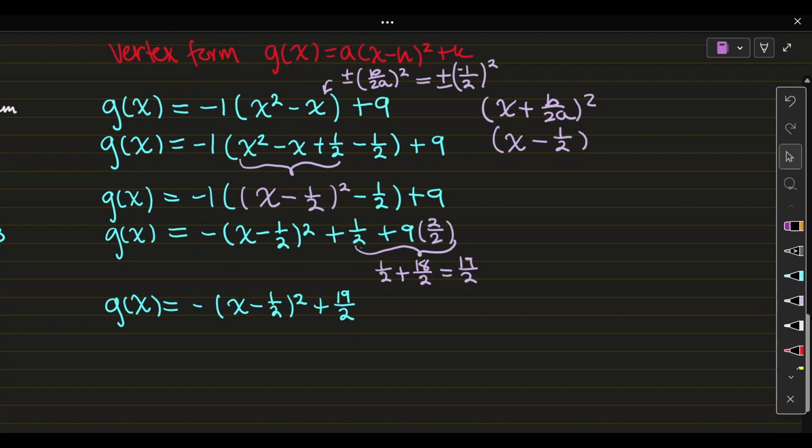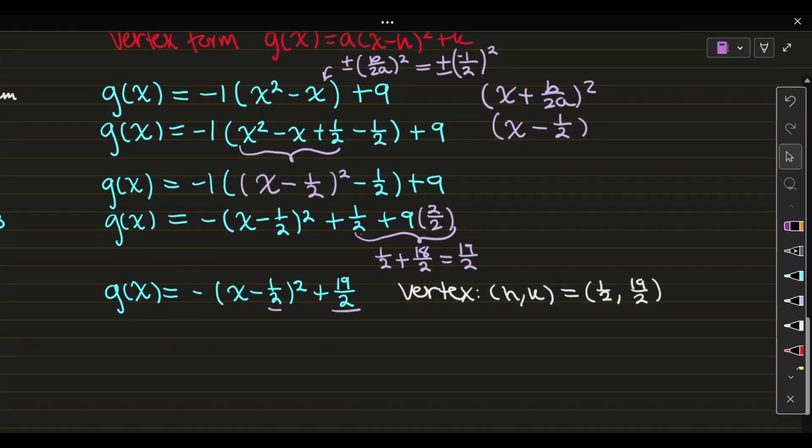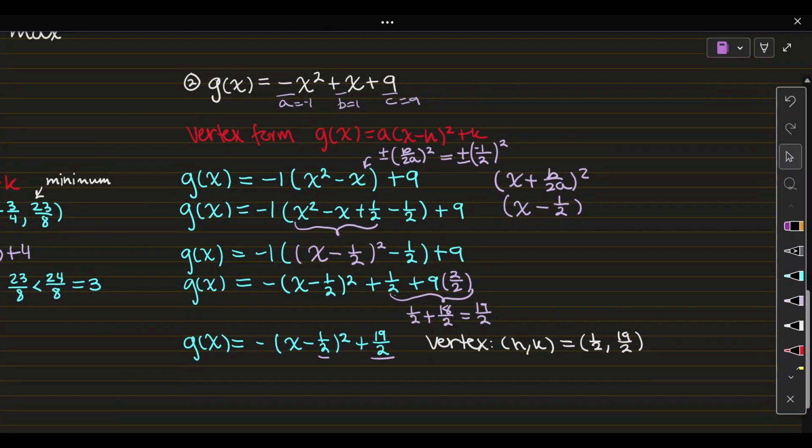Now this is vertex form, and I can go ahead and read off h and k. So h is positive 1/2, and k is 19 over 2. So this tells me immediately that my vertex (h, k) is (1/2, 19/2). Okay, great, so that's my vertex. Next, I need to determine if it's a minimum or a maximum.